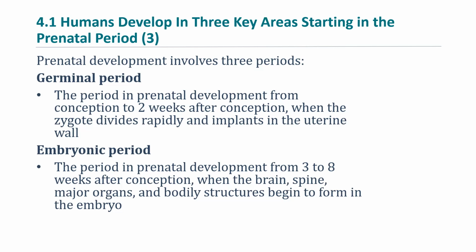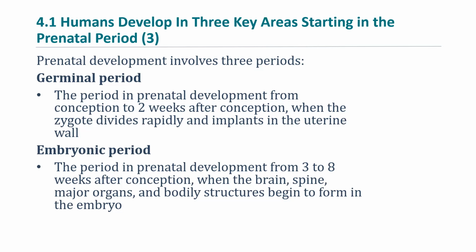So a lot happens in the first 2 weeks. The first cell, the zygote, is formed. This happens within a fallopian tube. The cell then starts to divide from 1 to 2 to 4 to 8 to 16, etc. It becomes a cluster of cells, travels into the uterus, and ends up sticking and planting to the uterine wall. Okay, that's the germinal period.